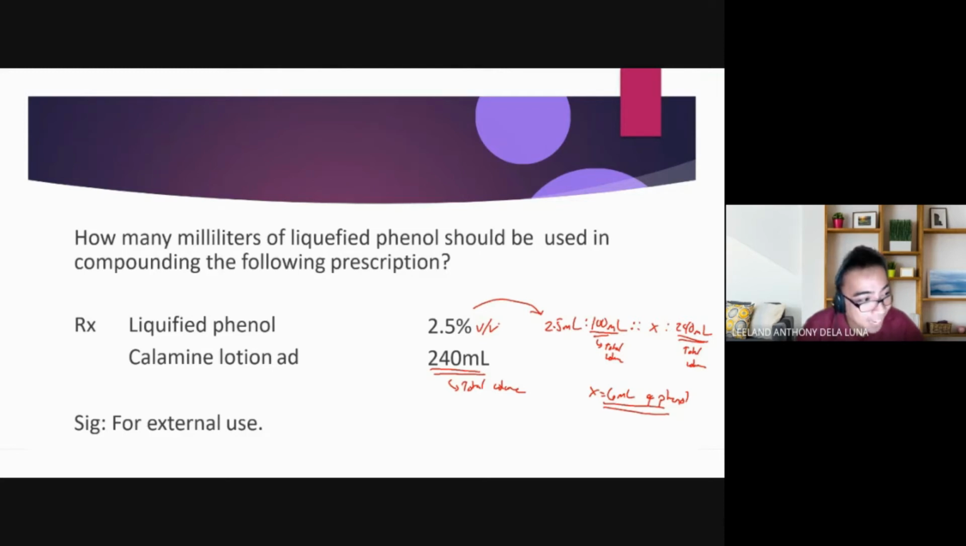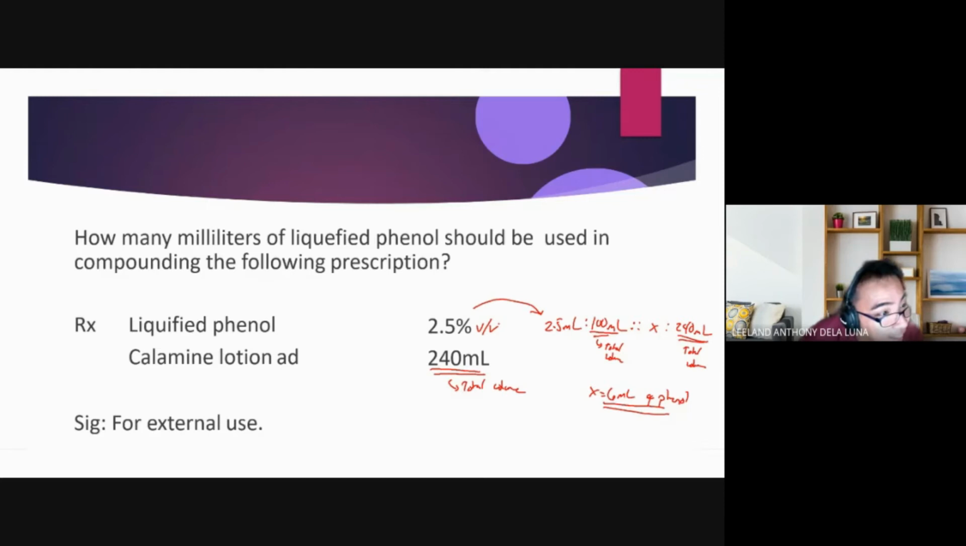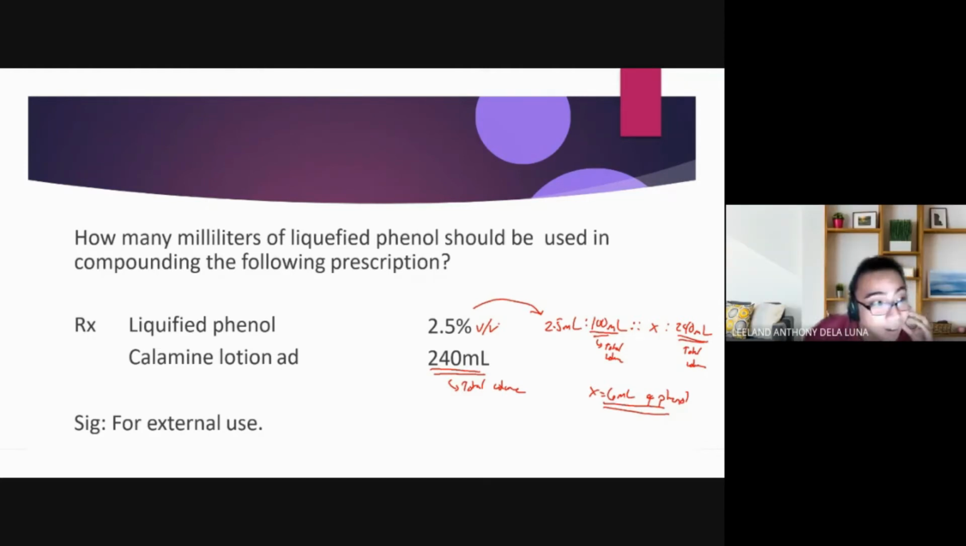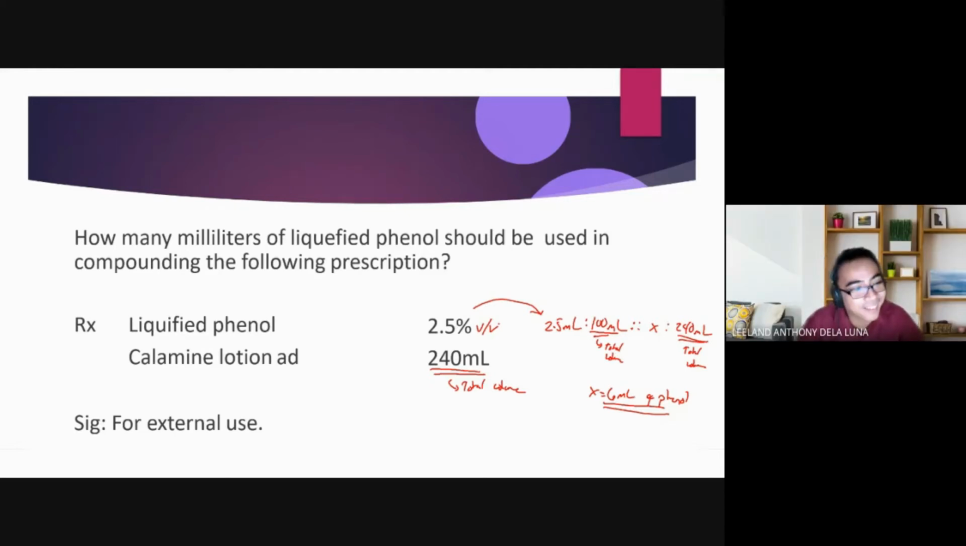How much calamine lotion should I add? How much of the diluent? Si calamine lotion yung diluent ko dito eh. Balikan nyo lang yung alikot natin. Paano ba tayo nagko-compute ng diluent natin? 234. Yes, Miss Elsen. 234. Very good. How did you get 234?